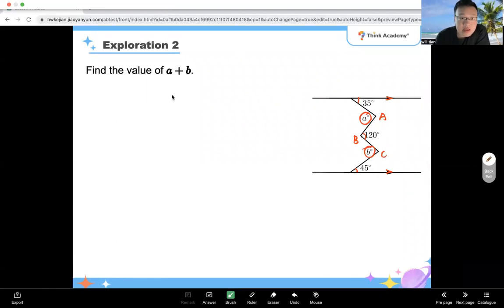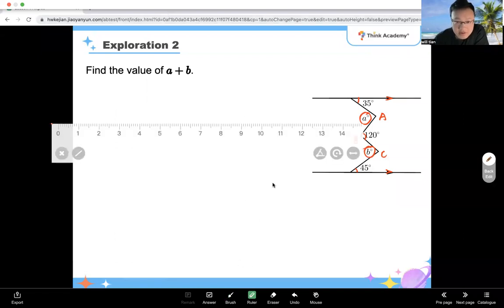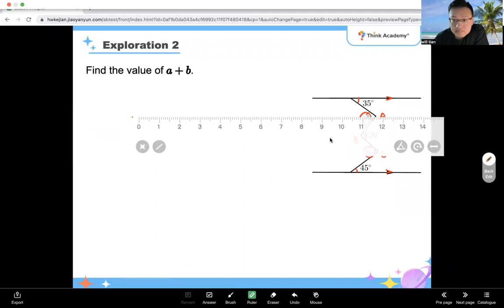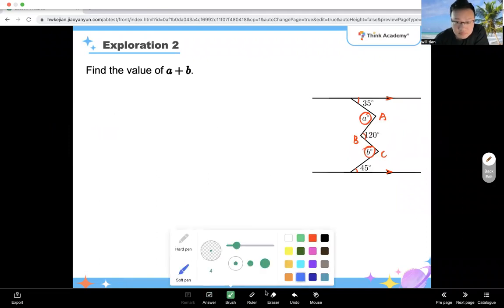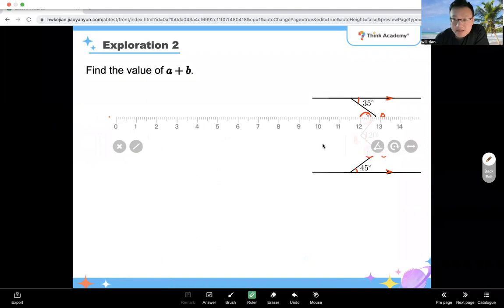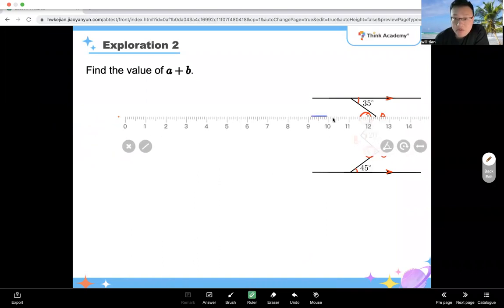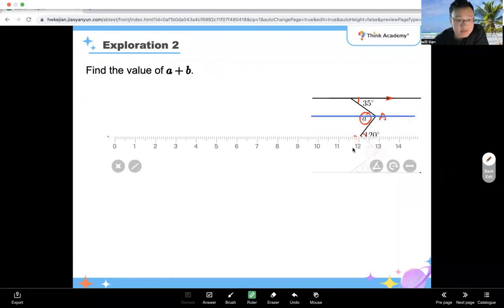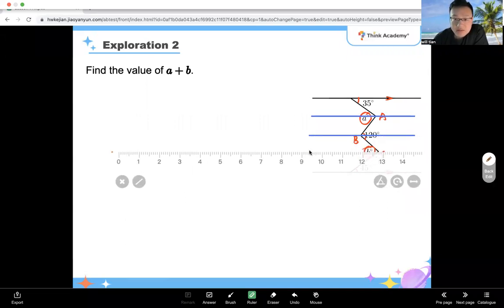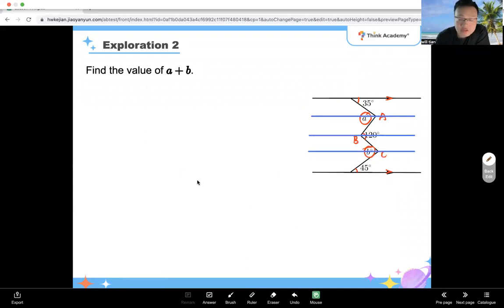Yes, Emily? What do you think? A, put the line through A that is parallel to the line. Yeah, so let me add a parallel line crossing this angle A like this. And then do we need to add one more? Yeah, we can do this, add one more parallel line. But I guess for this question, you do have some other methods to solve it, right?